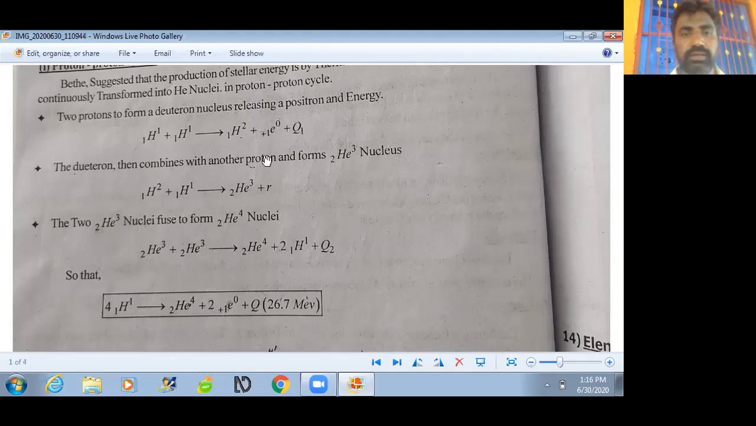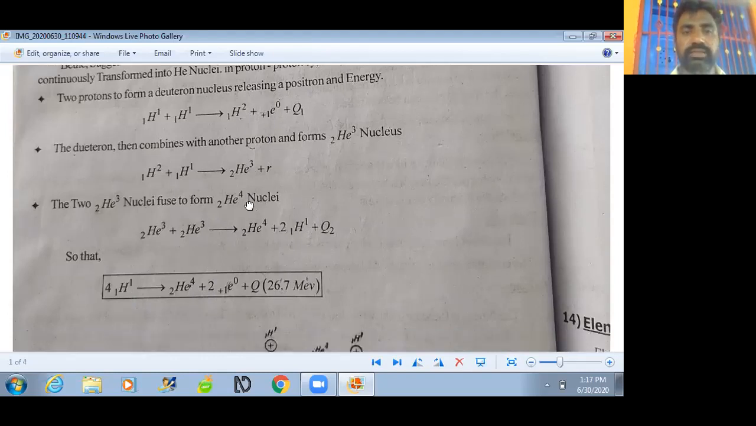Here one positron, and then again another reaction, we have another positron, then two positrons plus a high amount of energy, Q equals 26.7 MeV. That is the high amount of energy released.